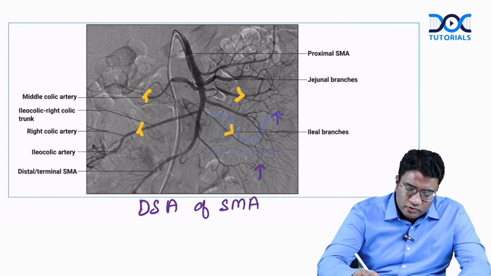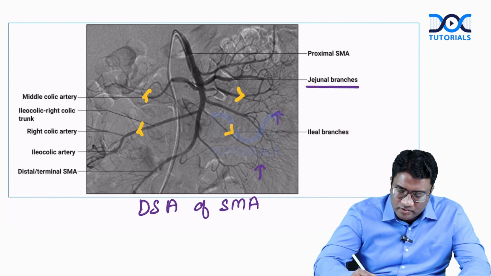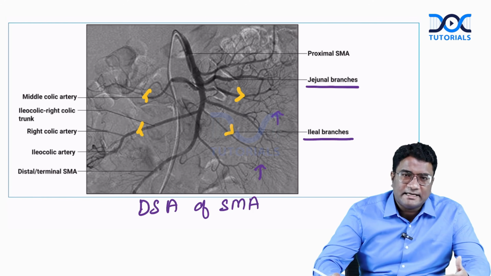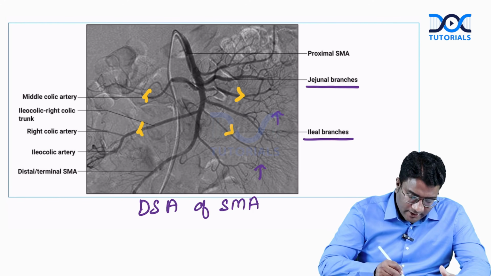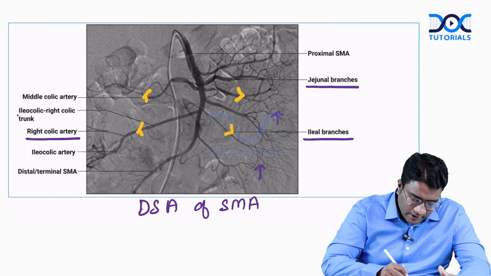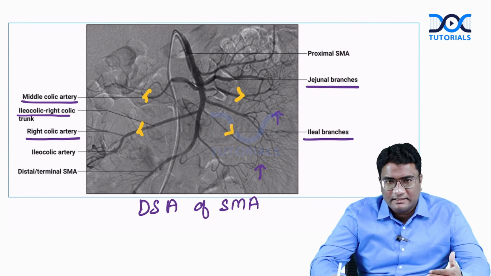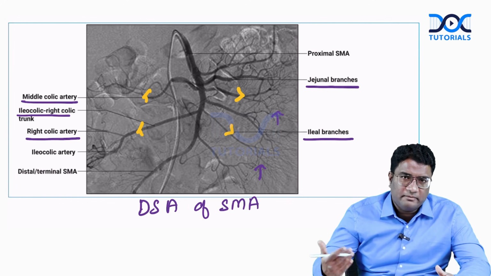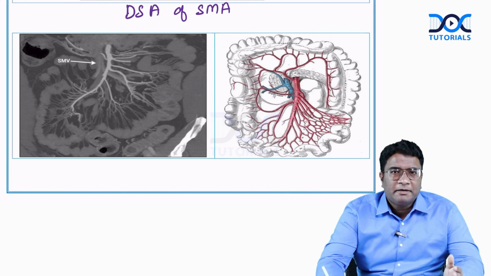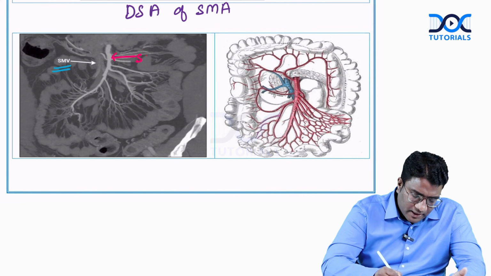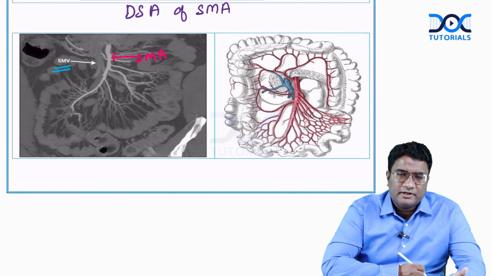On the left side, usually we have the small intestinal branches, jejunal branches and ileal branches. Whereas on the right side, we get colic branches. The right colic artery, the ileocolic artery, the middle colic artery, they are all coming from the right side. Remember, normally the superior mesenteric vein is on the right side of the superior mesenteric artery.